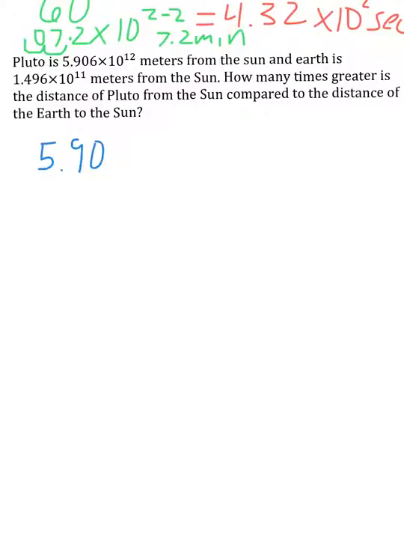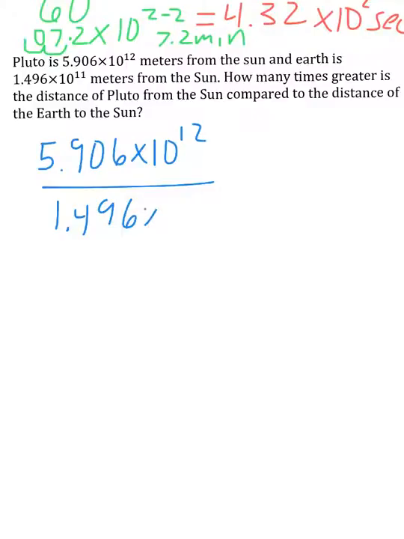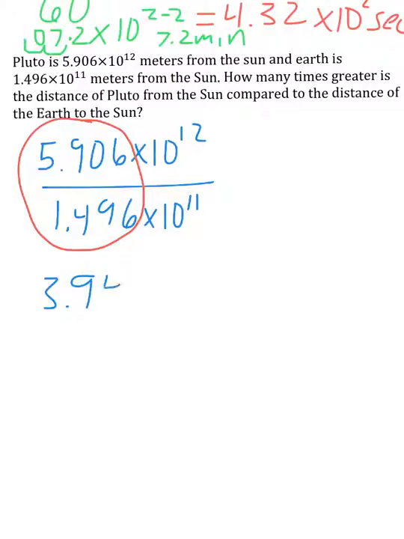So do 5.906 times 10 to the 12th divided by 1.496 times 10 to the 11th. Okay, those are all in meters. Okay, and if we divide that, then we end up with 5.906 divided by 1.496. Well, that gives us 3.94, let's round it to the thousandth, so 3.948. Okay, and that'll be times 10 to, well, we have 10 to the 12th divided by 10 to the 11th. 12 minus 11 is 1. So we have times 10 to the first power.